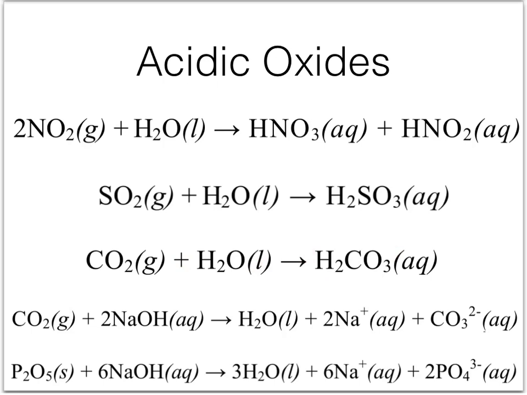The other example is when an oxide reacts with a base to produce water and a salt. Now this is just the salt sodium carbonate, which has been written in an ionized or dissociated way. Another example of that is phosphorus pentoxide reacting with sodium hydroxide, producing the salt sodium phosphate and water. So both of these examples are showing how acidic oxides can react with a base, both cases sodium hydroxide, to produce a salt and water.